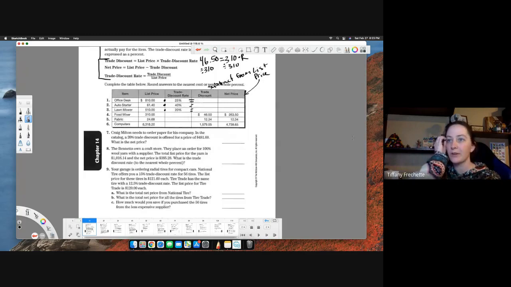So number 7, Craig Milton needs to order paper for his company. In the catalog, a 20% trade discount is offered for a price of $481.60. What is the net price? First we need to calculate the trade discount. So we're simply going to take the selling price and multiply by 20%. This will tell us what our discount is. How much do I get to take off?